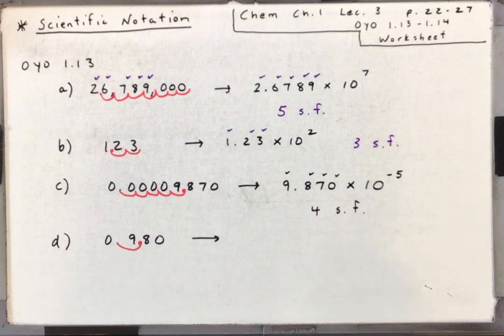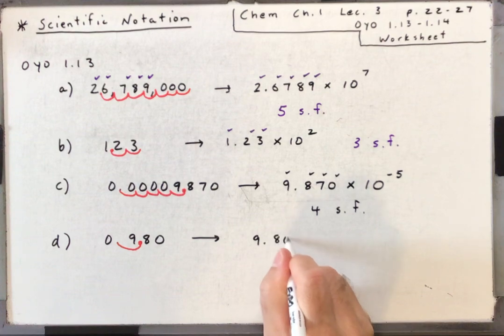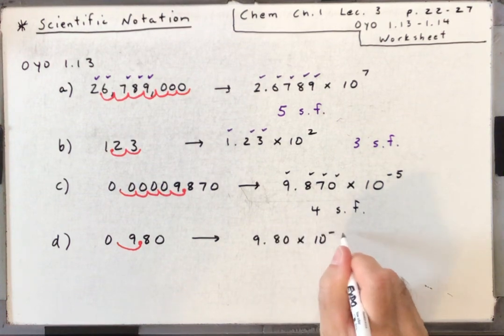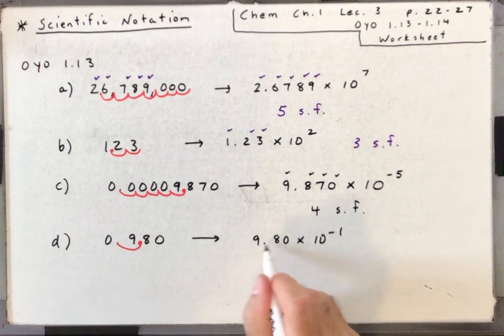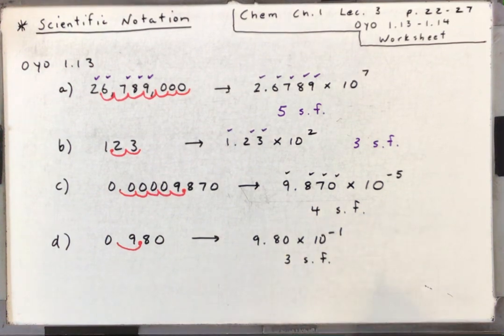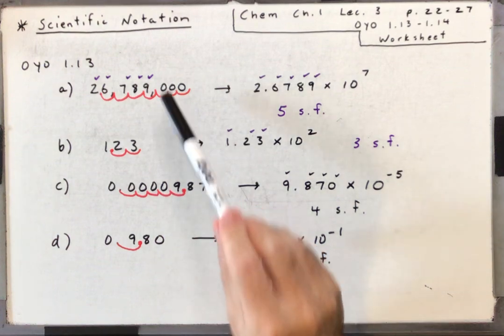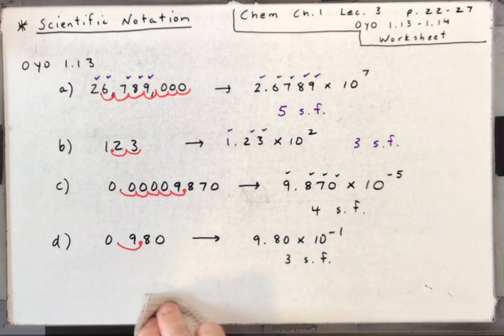So this would be 9.80 times 10 to the minus 1 power. So there's 3 significant figures here, 3 significant figures here, just those. And that's how you would change these decimal numbers to scientific notation. All right. So just remember, your exponent's positive if it's a number greater than 1, negative if the number is less than 1.